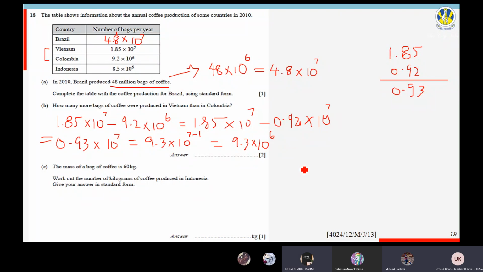Now this question was a bit tricky. Make sure all of you understand this question. It was easy, sir. Just in the beginning, we have to remember that first we have to change the value of 10. The same power of 10 should be used. First you have to ensure that. Suppose if in the place of minus there was multiply, we would have directly multiplied 1.85 with 9.2. Multiplying is much easier, sir.